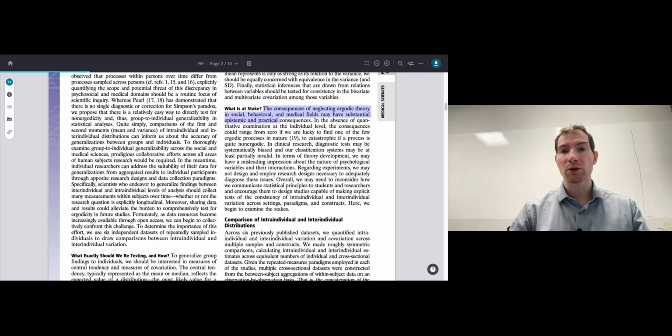In the absence of quantitative examination at the individual level, the consequences could run from zero, if we are lucky, to catastrophic if a process is quite non-ergodic. Okay, so that's really what they say.